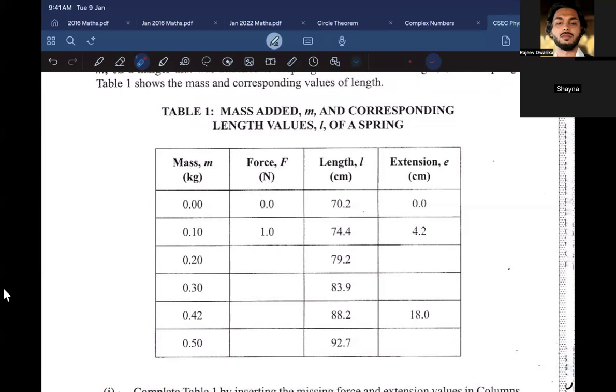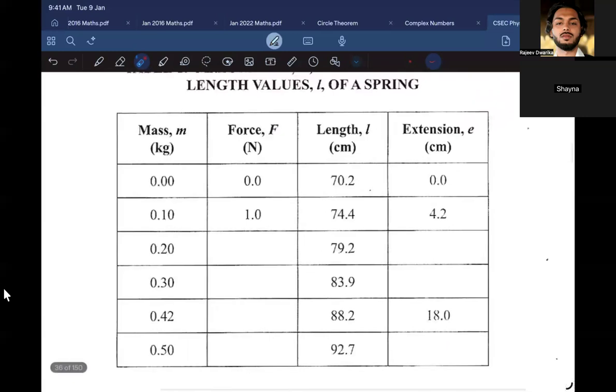So they're giving us a table with different masses. They're giving us force, length, and extension. Now we need to figure out what the initial length is first. So what do you think the initial length would be? Looking at the table, what's the initial length?